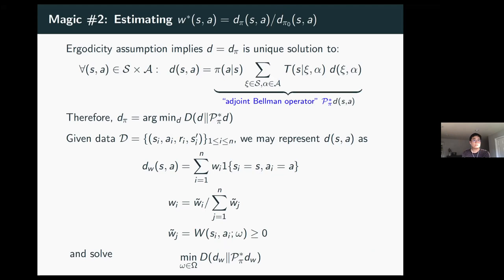It's based on the following observation: if you make an ergodicity assumption on the Markov chain controlled by policy pi, then it implies that d pi is the unique distribution satisfying this equation. What it means is that for any state action pair, the left-hand side is just d(s,a), the distribution of (s,a). And the right-hand side, you can think of as a one-step forward transition of the distribution D. This equation says that these two are identical for every state action pair.